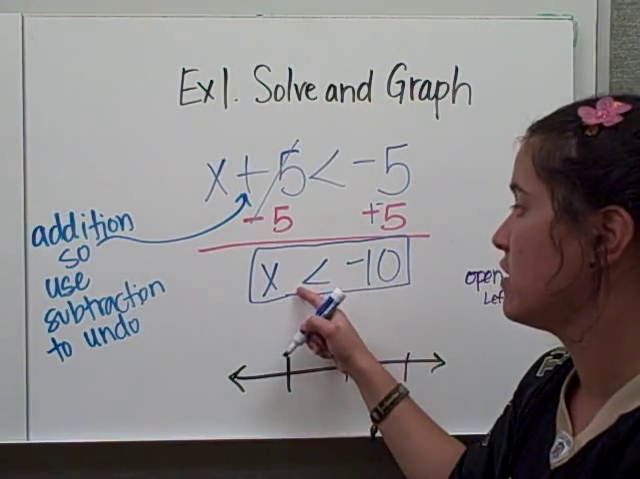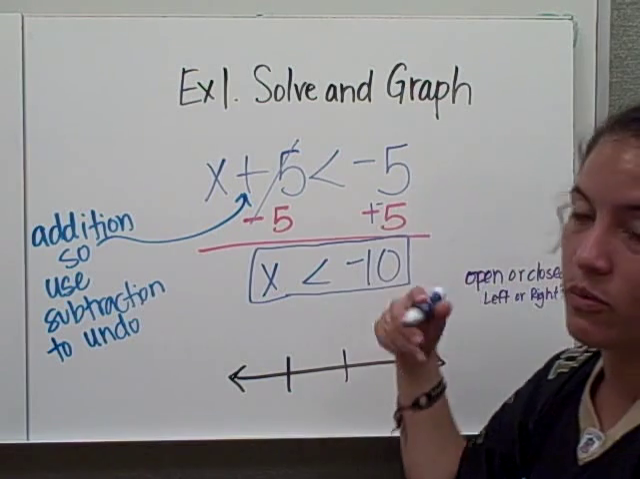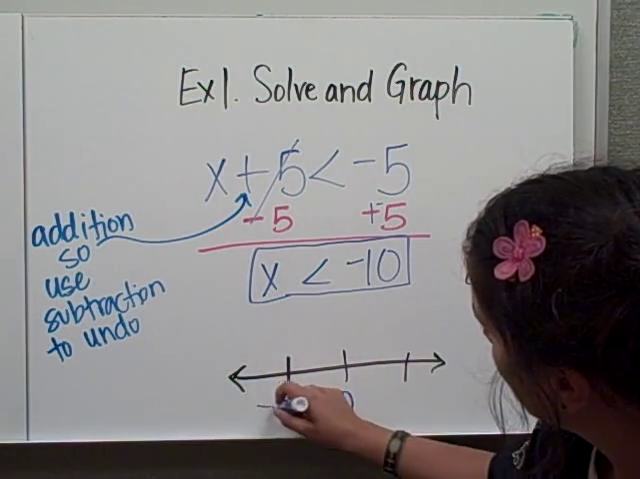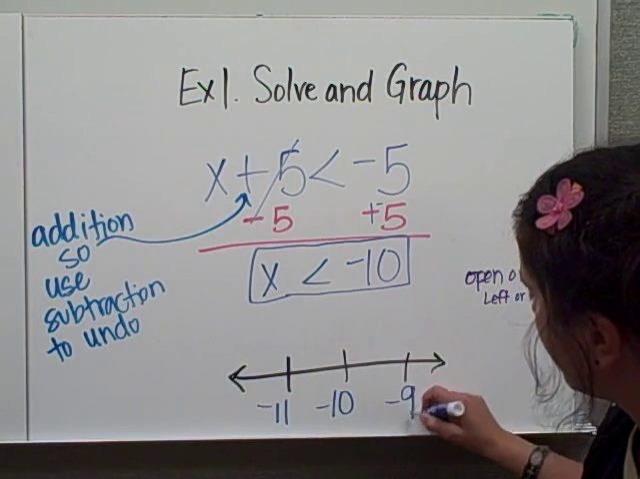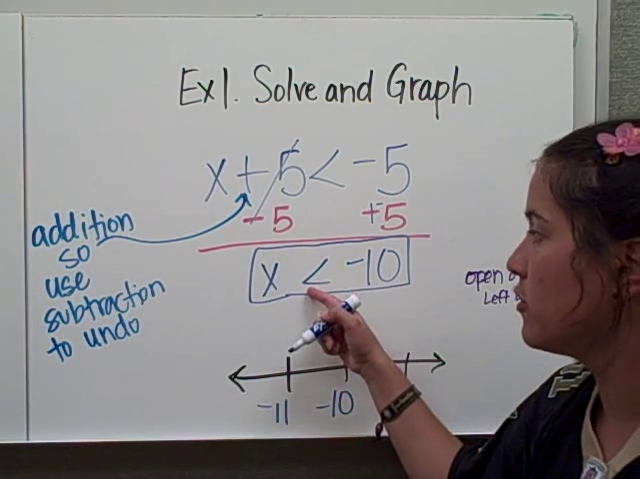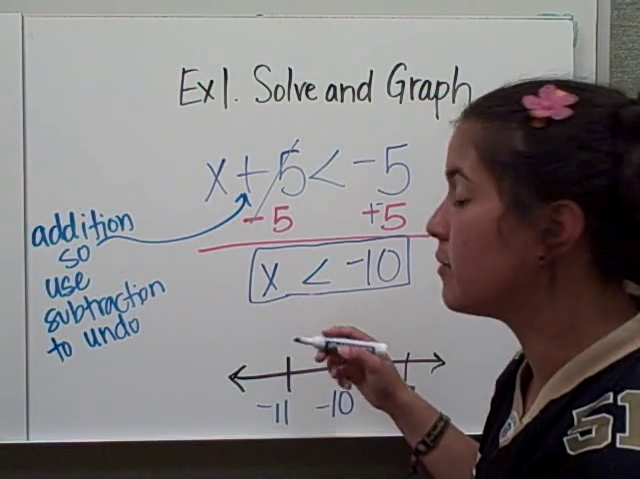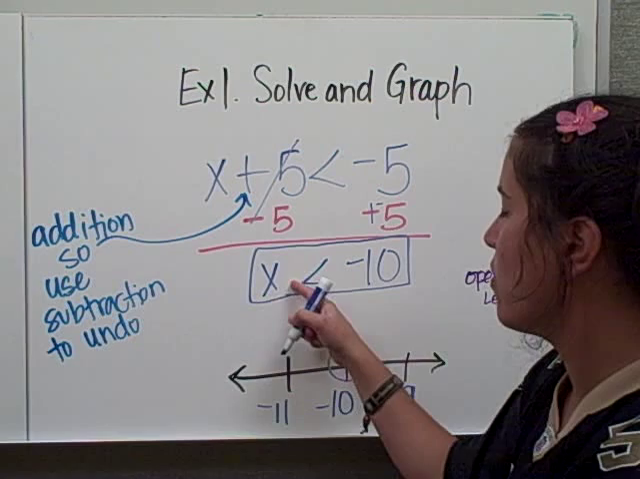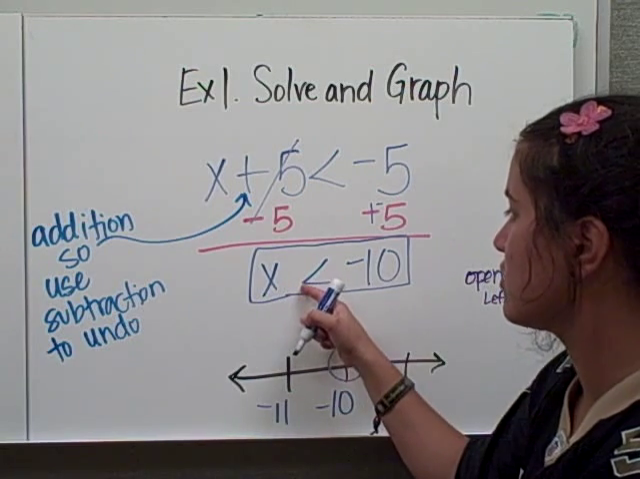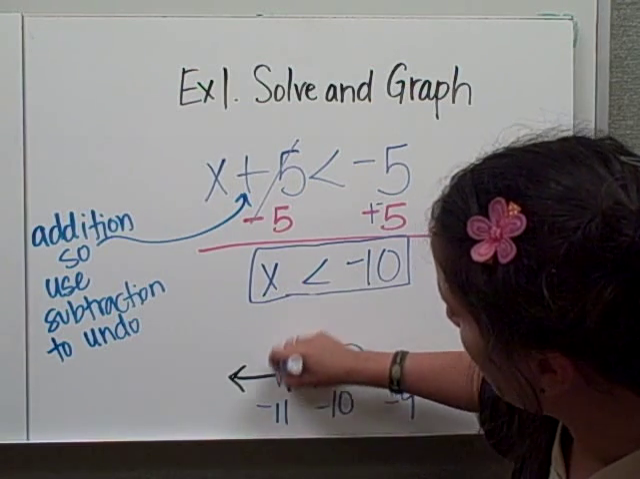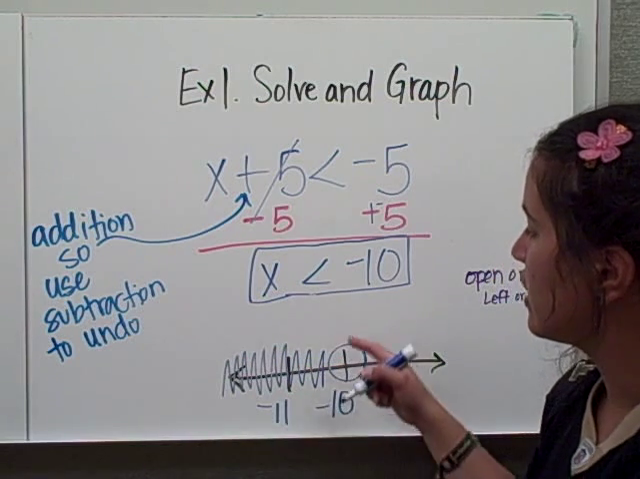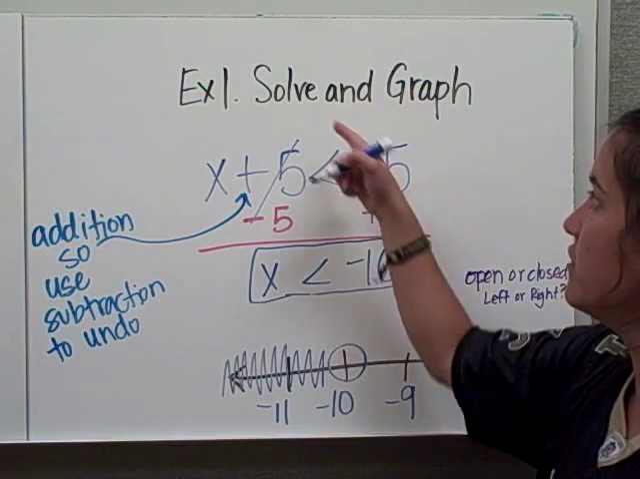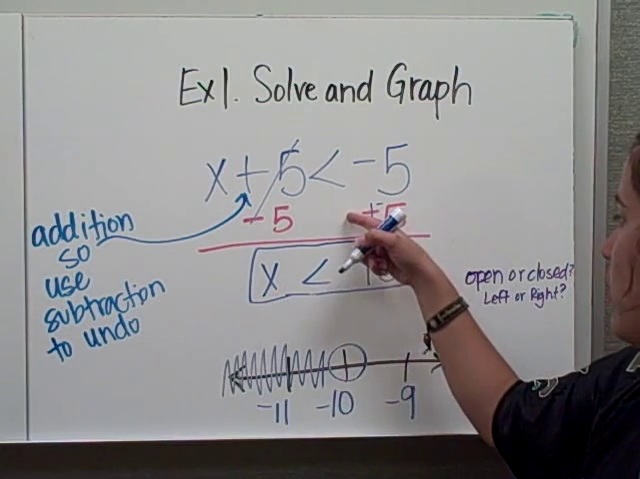We solved it. Now we need to graph it. So remember what you just learned. Negative 10 goes in the middle. Negative 11 and negative 9. Is it going to be open or closed? It's going to be open. And the variable is next to the point. X is less than, so that means we're going to shade smaller. So here is my graph. Here is my inequality. And I have solved and graphed this problem.